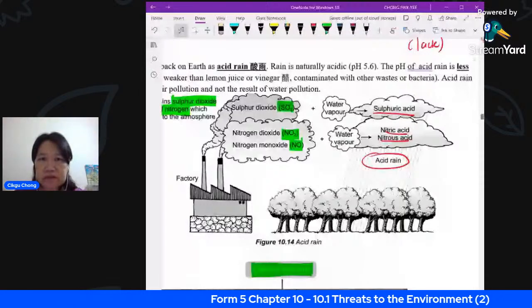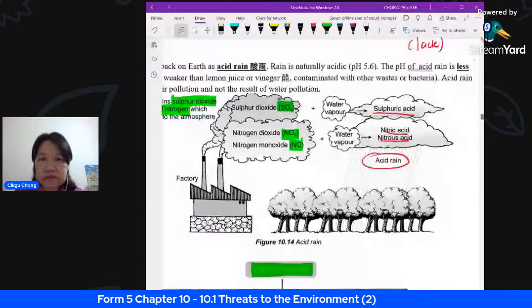This one I can give you the worksheet for you to fill in later. Okay, now let's go on to this one. Let's come back to this one.